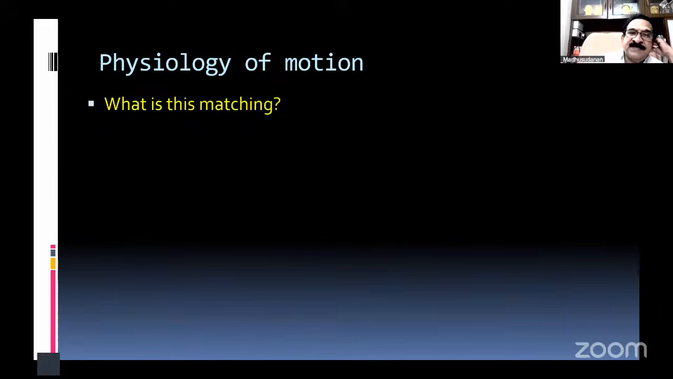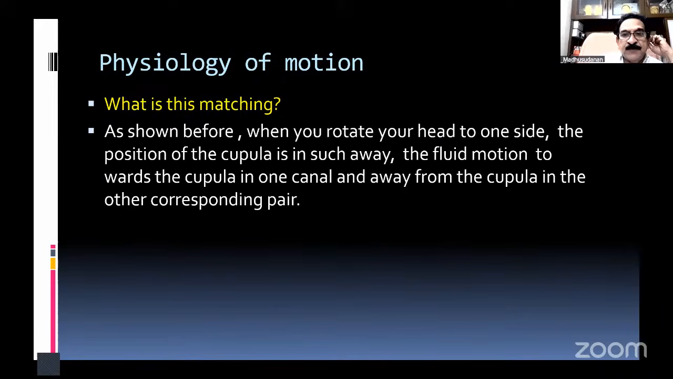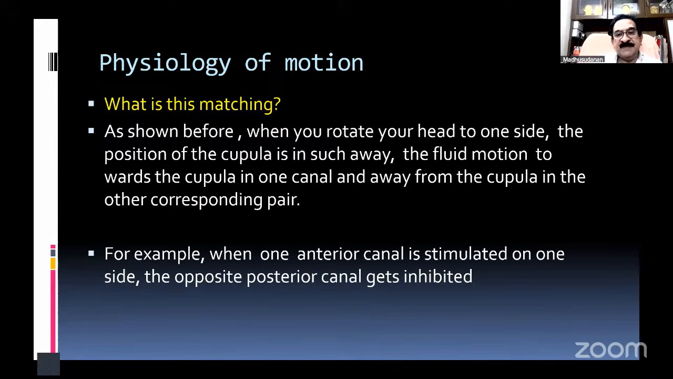And what is this matching? As shown before, when you rotate your head to one side, the position of the cupula is such that the fluid motion is towards the cupula in one canal and away from the cupula in the corresponding pair. For example, if one anterior canal is stimulated on one side, the opposite posterior canal gets inhibited. That is what normally should occur. Only when one is stimulated without the inhibition of the other, you get vertigo.